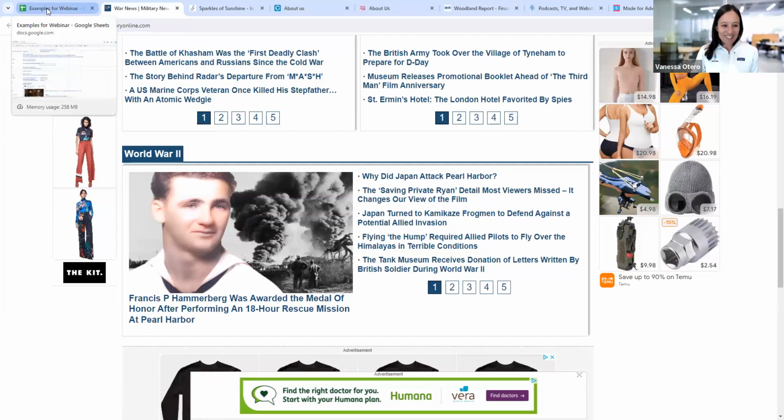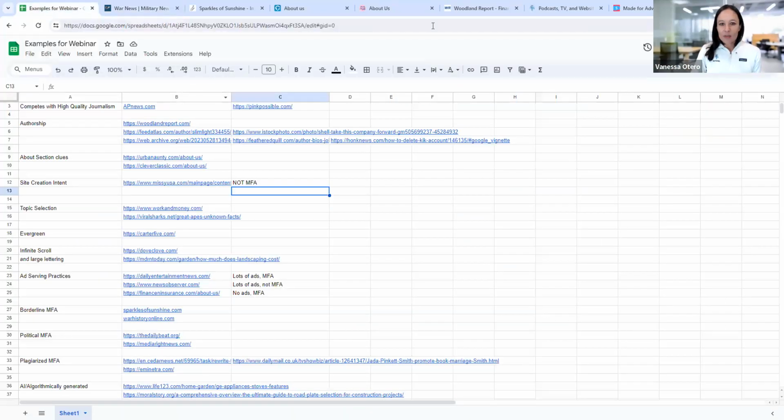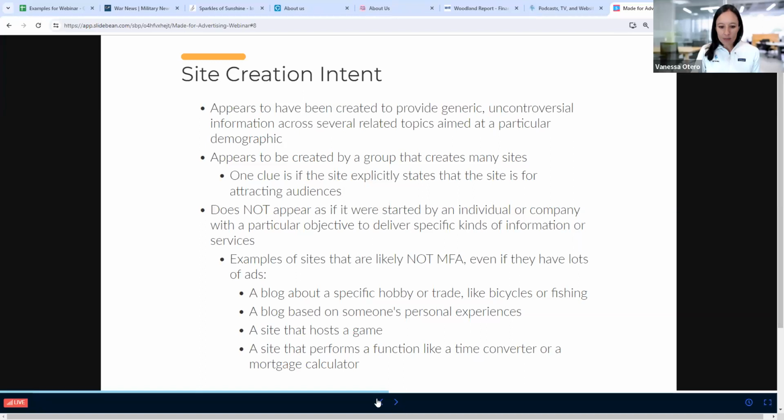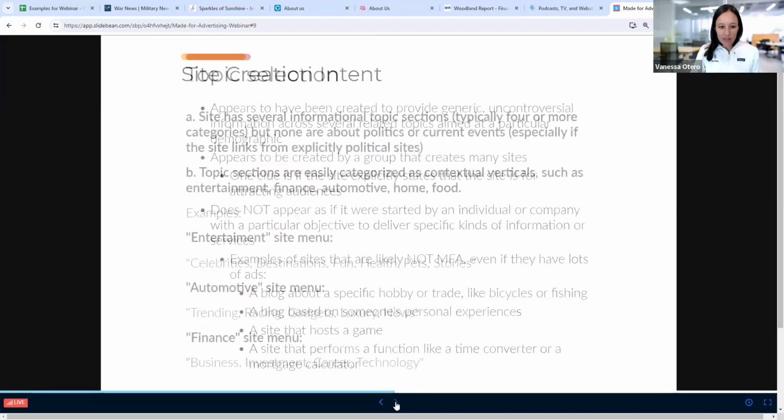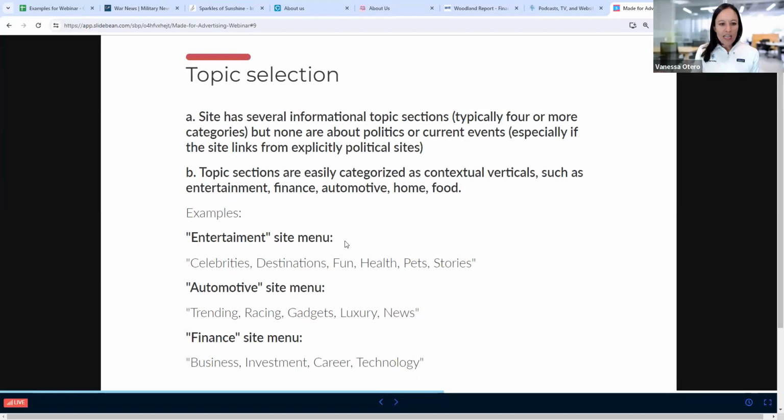There are some audiences. Okay, let's go into some other factors as we get into the latter part of this. Topic selection. So the site has several topic selections, especially if it has 4 or more categories, but none of them are about politics or current events. This is actually a strategy from MFA sites. The topic sections are usually categorized in what we call in the ad industry contextual verticals, like entertainment or finance or automotive or home or food.